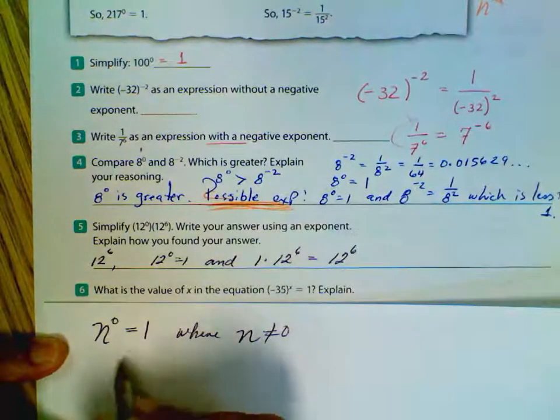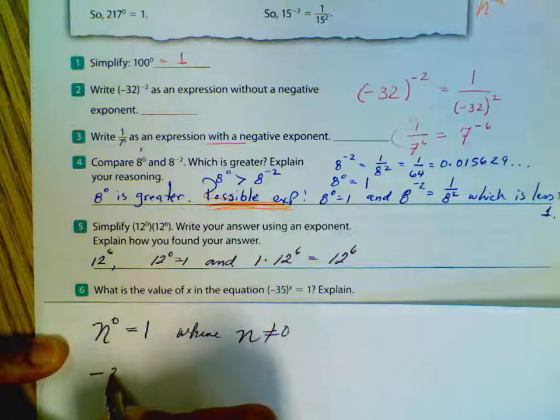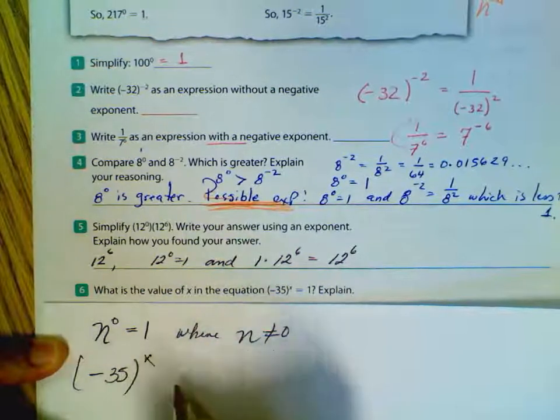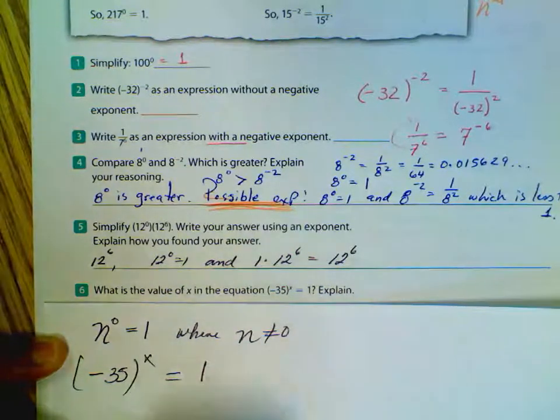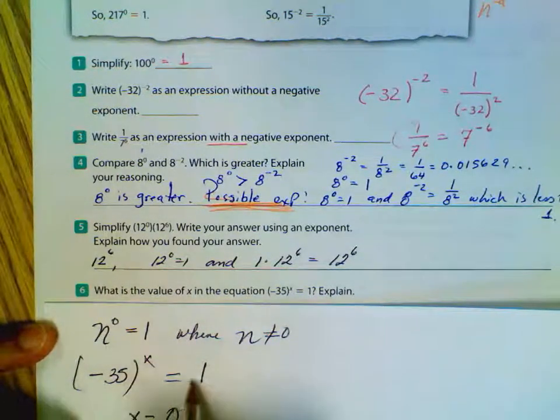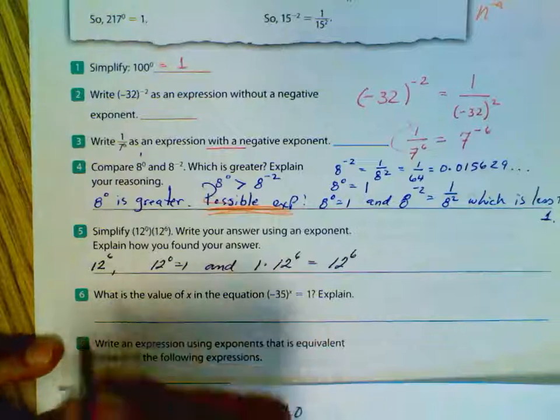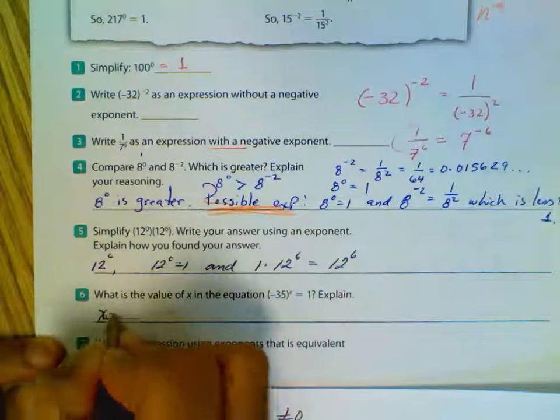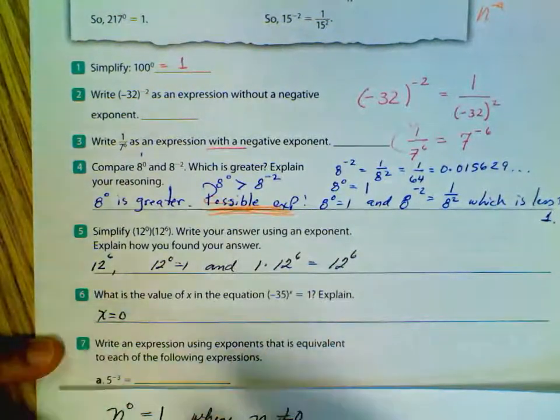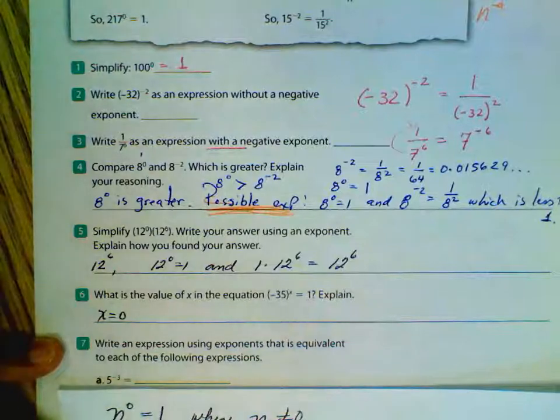So which number is the value of x? In this case, if you have negative 35 to the x power equals 1, then x is equal to 0, because negative 35 to the 0 is equal to 1. So what is the value of x? X is equal to 0, okay? They're asking you to explain.